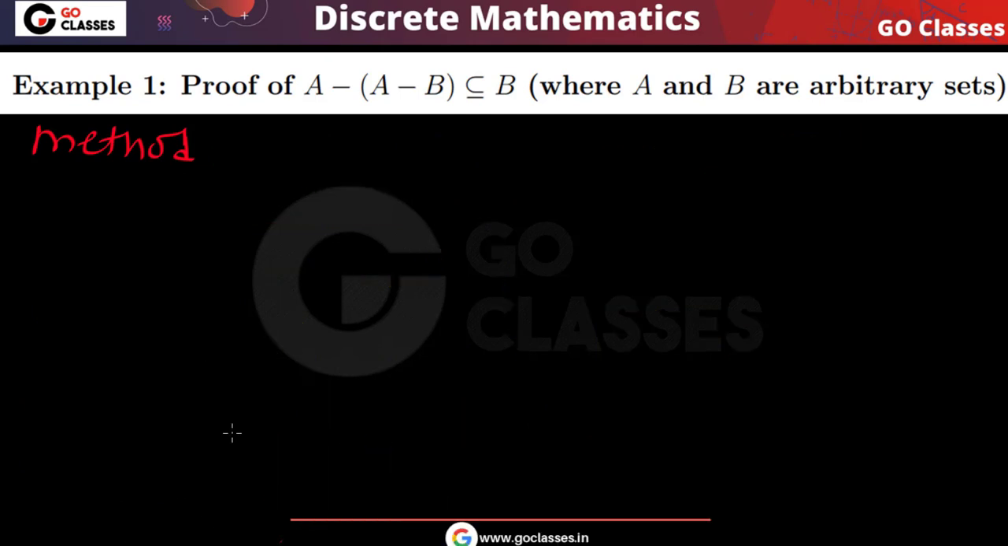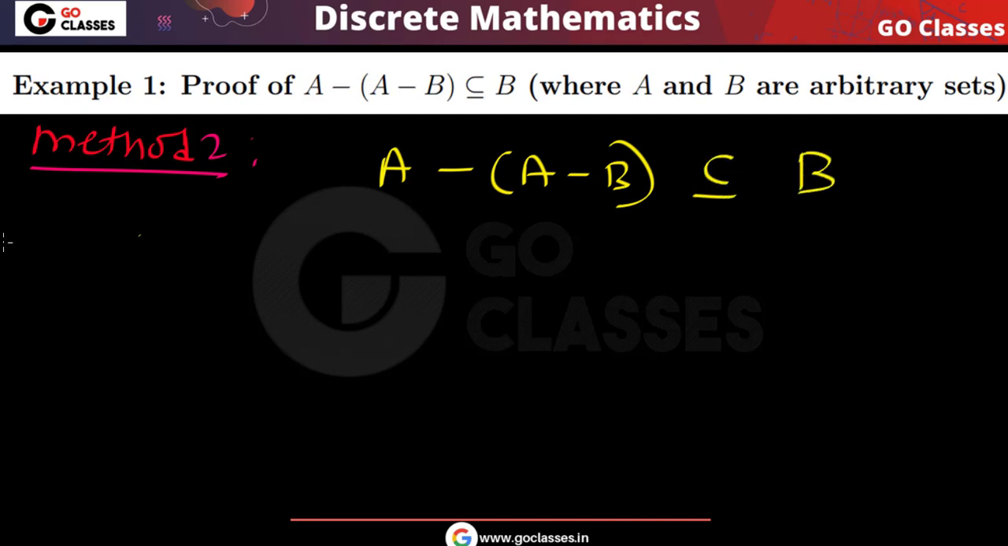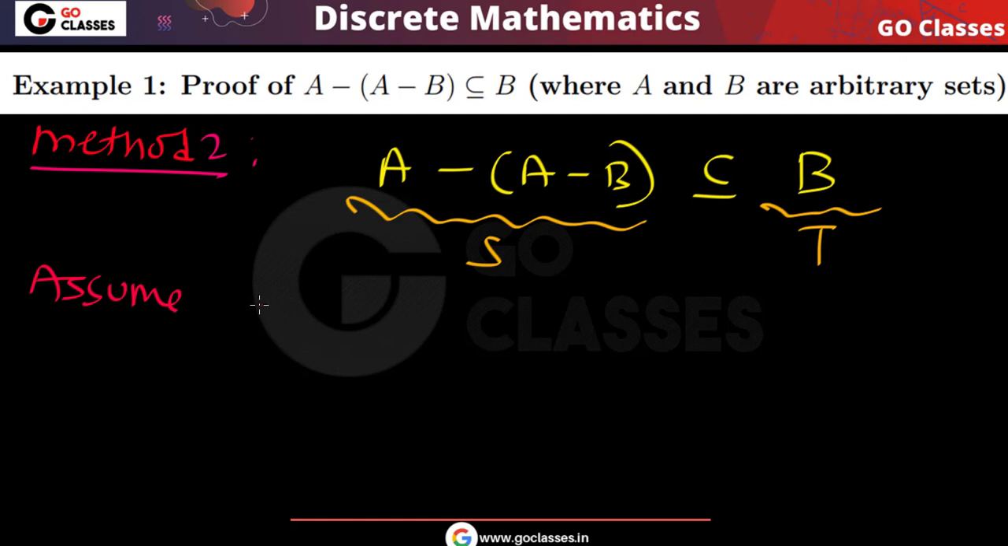Let's see the next, another method, method 2. In method 2 you will apply the definition. Again, this is what we want to prove: that A minus B is a subset of B. So this is set S and this is set T, and we want to prove that S is a subset of T. If you want to prove S is a subset of T, then first you will assume that some element X belongs to S. Just assume that some element belongs here. Then we will prove that that element X also belongs here.